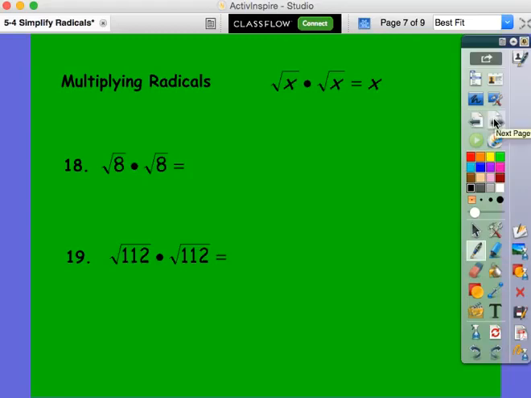Multiplying radicals. The square root of x times the square root of that same number is going to just be x. Let me show you. The square root of 4, for example, times the square root of 4. 4 times 4 would be square root of 16, and the square root of 16 is just 4. So based on that, the square root of a number times the square root of that same number is just the number inside. So the square root of 8 times the square root of 8 is 8. The square root of 112 times the square root of 112 is 112. Okay, that's an easy little rule to remember. This is why, but it saves you some steps.